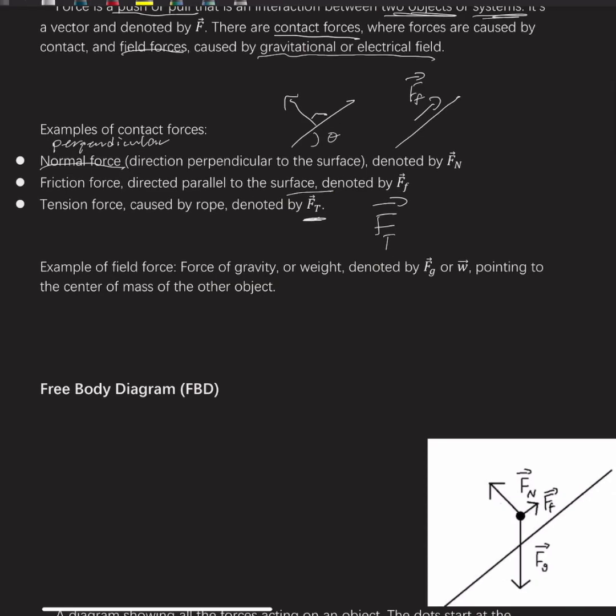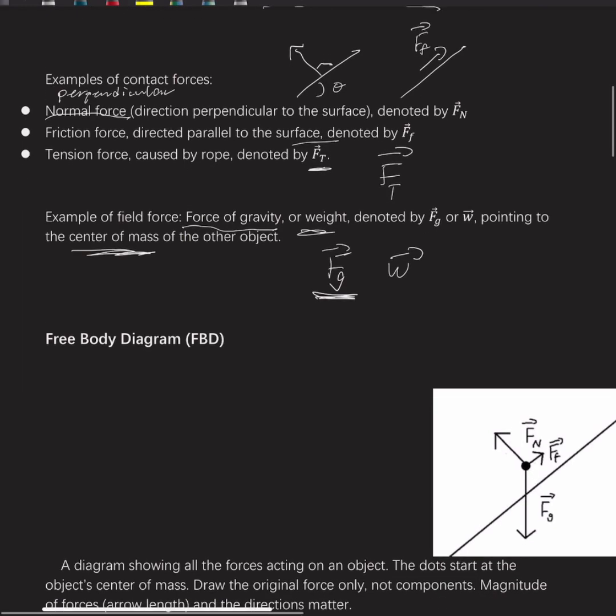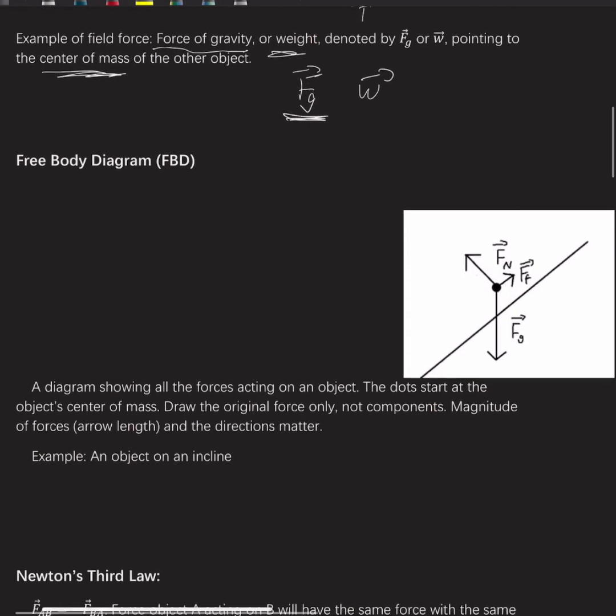And the field force we will talk about in AP Physics 1 is the force of gravity, or you can write it as weight, F sub g or W. Both are vectors, and they are directed toward the center of mass of the other object. I recommend you write F sub G instead of W, since W may be confused with other quantities such as work.